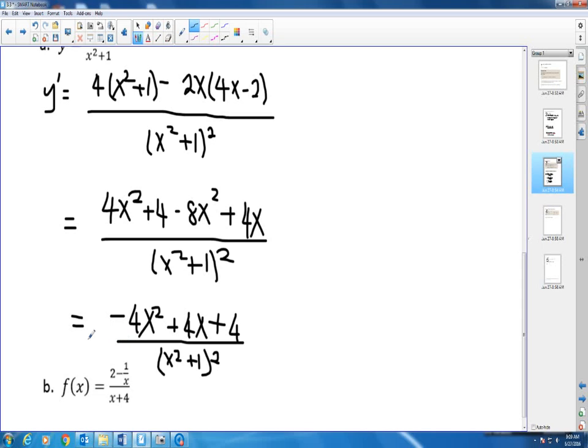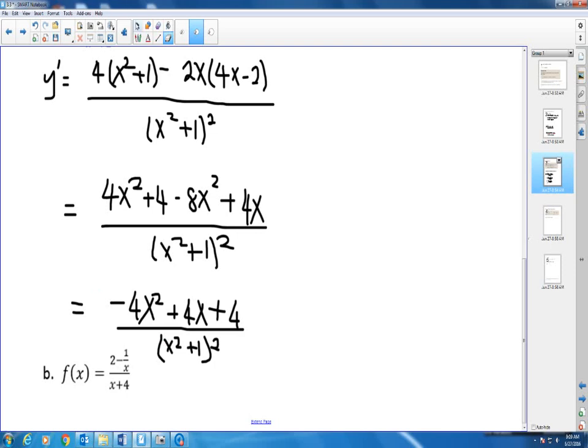Now if I factor out the top, if I factor out a negative 4 for the top, that will leave me with x squared plus x plus 1. And there's no way I can factor this trinomial where it will cancel out with the denominator. So I don't have to continue because I can't reduce the top with the bottom. So I will just leave my answer like that.